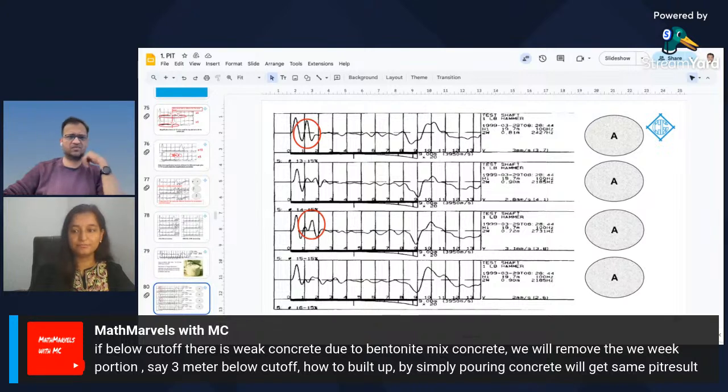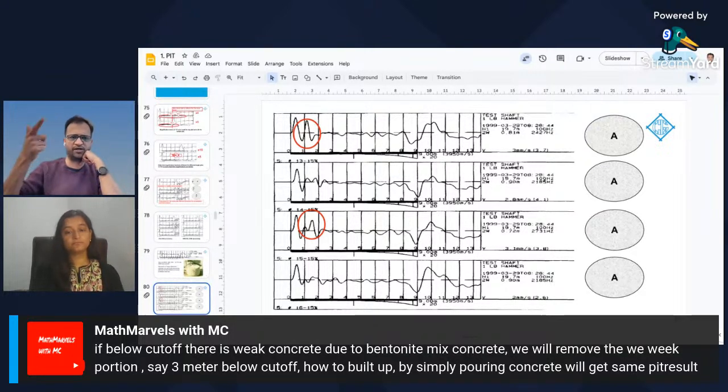Well, no. If below cutoff, first of all, this should not happen, MC. You should not be having weak concrete below the cutoff level. Now, if you really have weak concrete below the cutoff level, then I think you'll have to build it up, and you'll have to get it designed, make sure that the connection between the original pile concrete and the new pile concrete is good, and that it's properly connected.